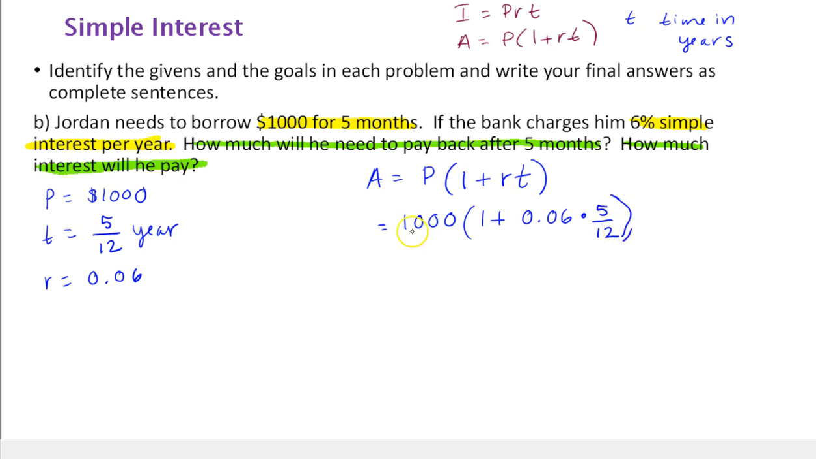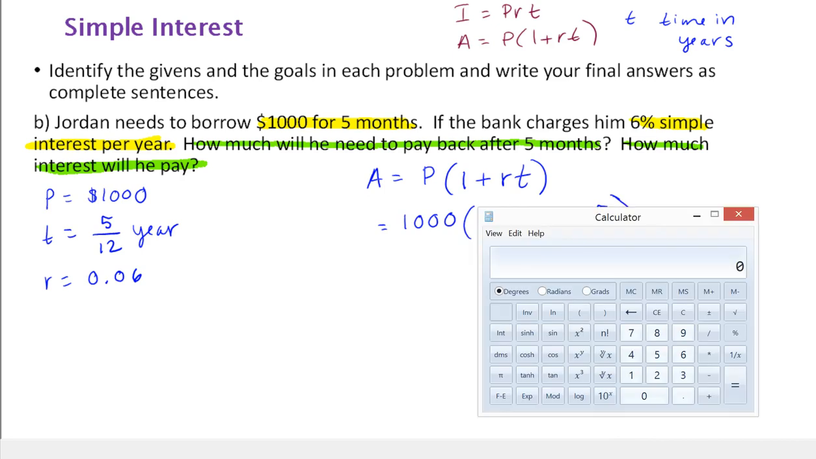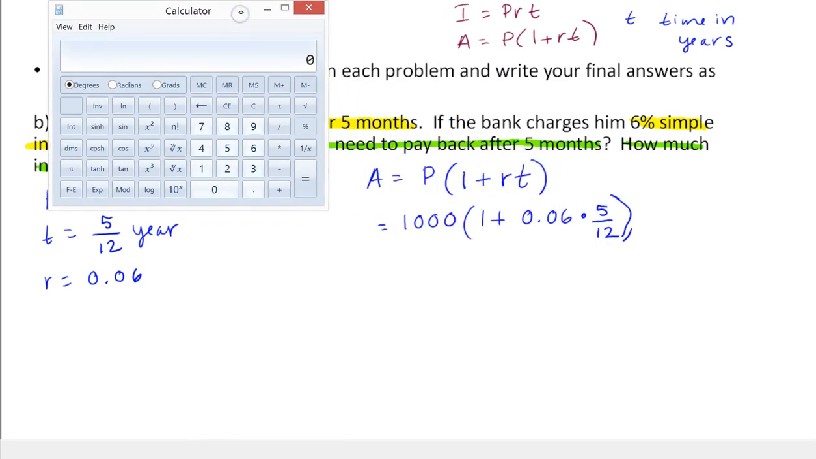If you have a calculator where you can plug in this entire expression at once, you can do that. We're going to use this calculator, and we're going to follow the order of operations. First, we do what's in the parentheses: 1 plus 0.06 times 5 divided by 12. After you do your last step before you hit equal, it doesn't show you everything, so I check here. The part in the parentheses is equal to this. I hit equals, and now I need to multiply that by 1,000.